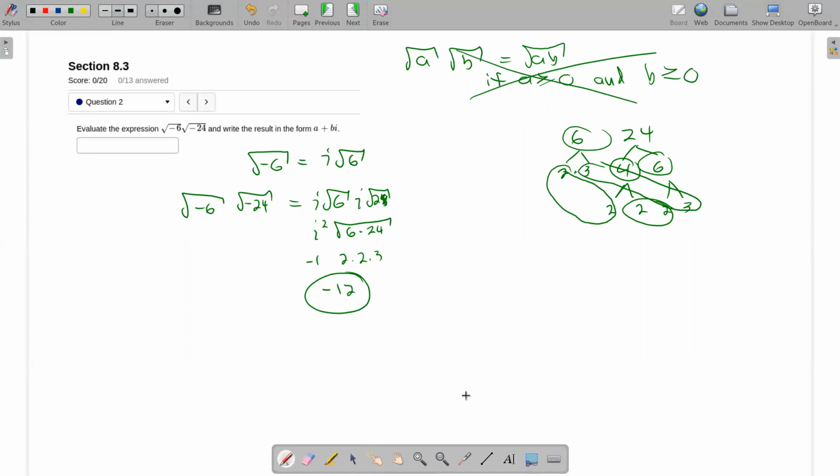All right, so just kind of a reminder about basic rules. And again, a plus bi, well, b is 0 here, so I don't even need to write it. I can just write -12 because the i's went away.